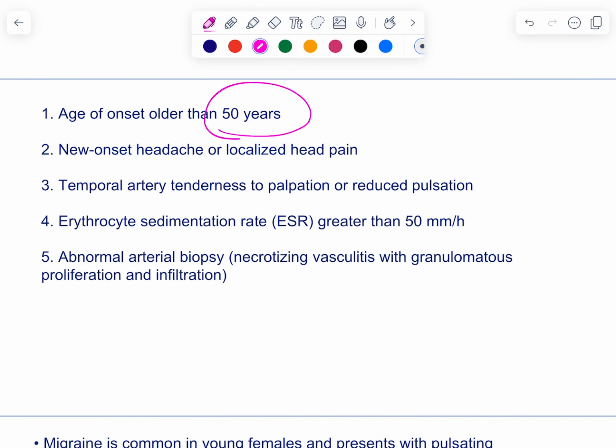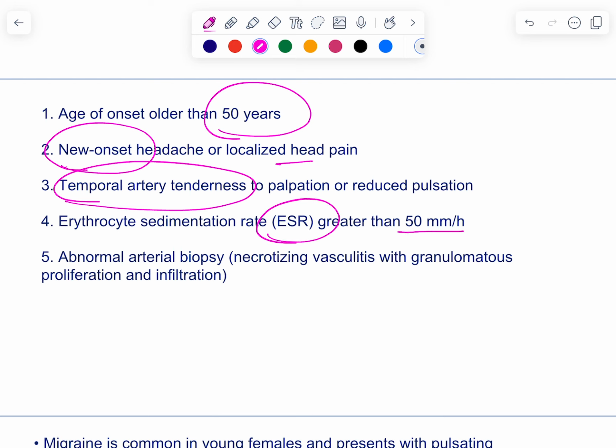Age, it should be more than 50 years. The headache, it should be new onset headache, right, or localized head pain. And when you palpate the temporal artery, there will be temporal artery tenderness on palpation. And ESR is elevated, and there should be an abnormal arterial biopsy. Whenever you do the biopsy, it should show the presence of granulomatous inflammation. That is what you will notice, right? Out of these 5, minimum 3 should be there to consider it as giant cell arthritis.